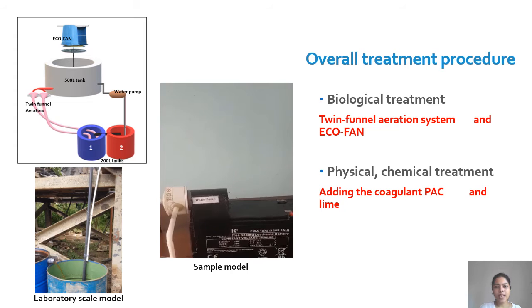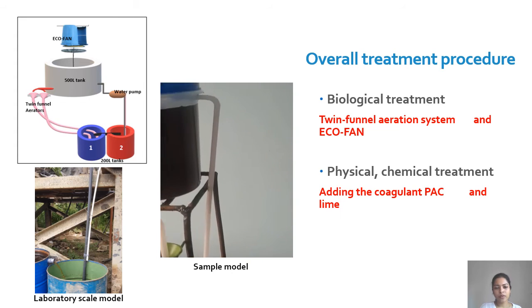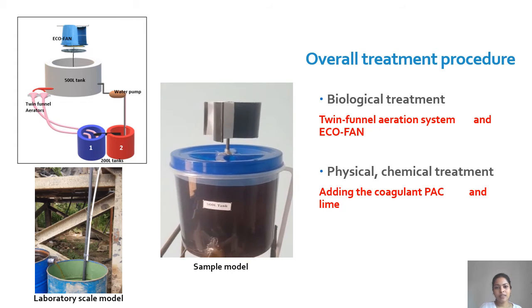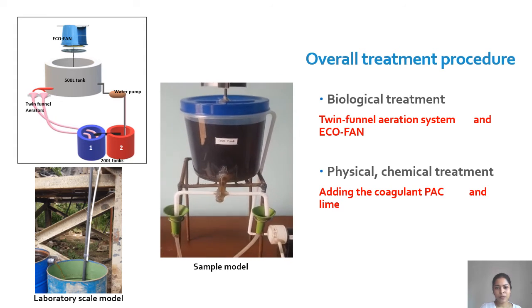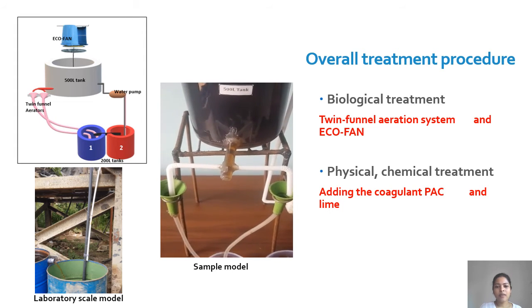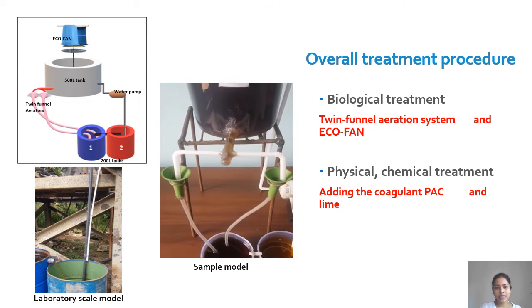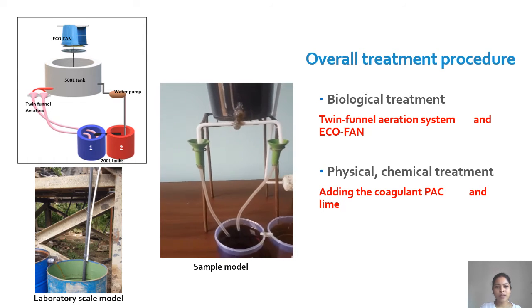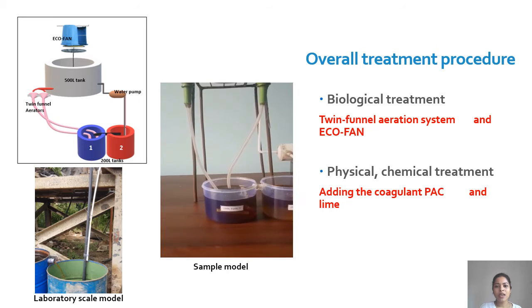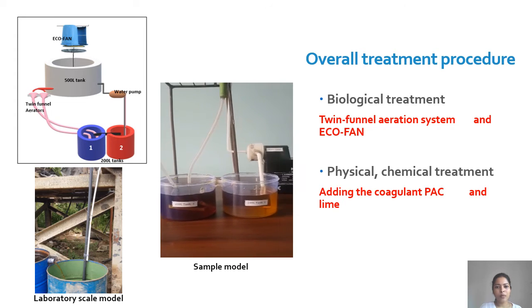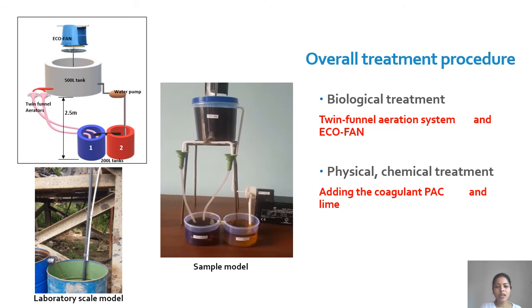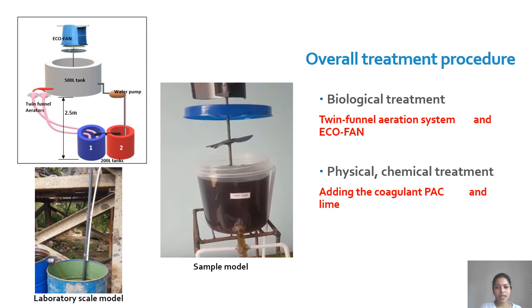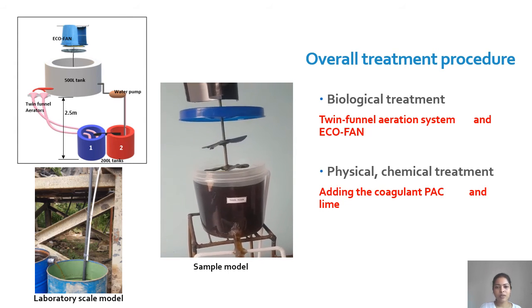This slide shows a sample model developed to explain the overall treatment procedure. It involves an eco-fan, a twin funnel aerator system for the biological treatment process. 2 200-liter cut-open barrels, a 500-liter tank and a small motor were used to combine the models into one system. The 2 barrels were kept on the ground while the 500-liter tank was kept 2.5 meters above the ground. 200 liters of leachate was collected to a barrel from the leachate generation point.